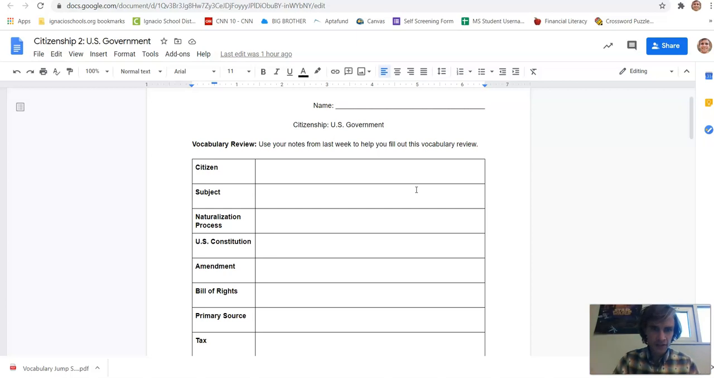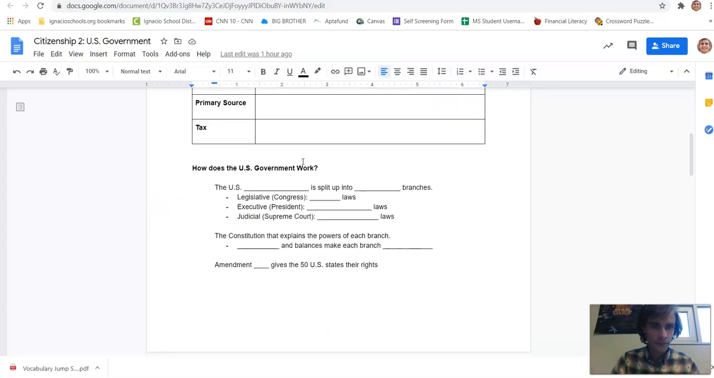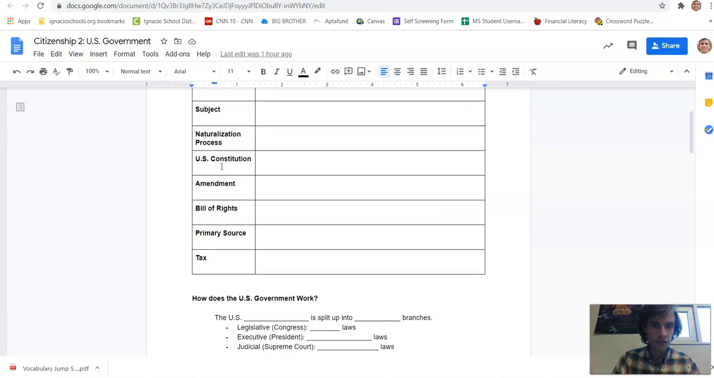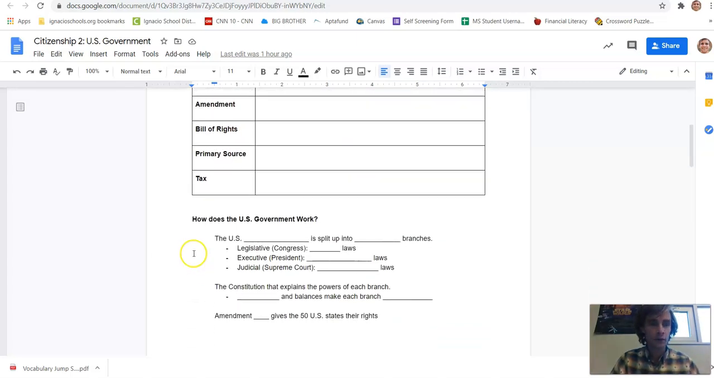The first thing you're going to see on your note sheet for this week is a vocabulary review. Please go through your notes from last week and fill out all of these 8 terms in your own words, because these terms are going to be on our quiz later this week. You'll see that our slideshow starts a little bit further down where it says, how does the U.S. government work? So pause the video, do the vocabulary review, and then you can keep going with the slides.